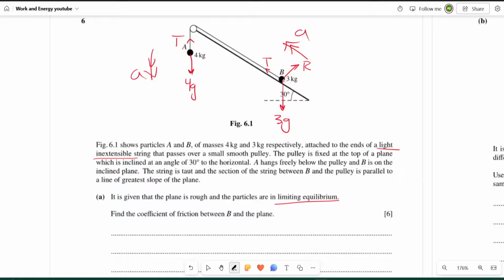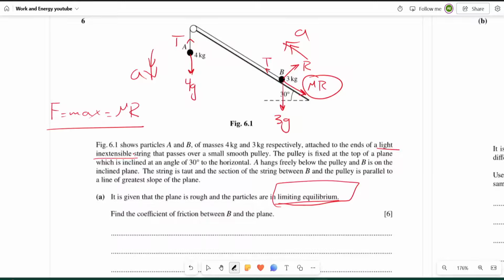So this friction force is going to have a special equation. Friction is going to equal mu times this reaction force. Mu is the coefficient of friction. R is basically this normal reaction force. Why is friction mu R? Because the object is in limiting equilibrium, meaning it is in equilibrium, however it's about to move, so friction is maximum friction, and maximum friction has a specific equation which is mu R. Let's use this to find the coefficient.